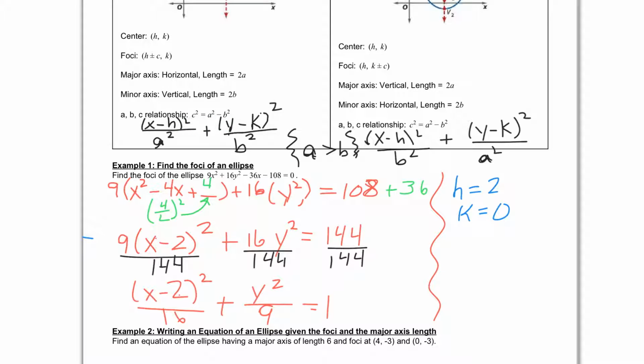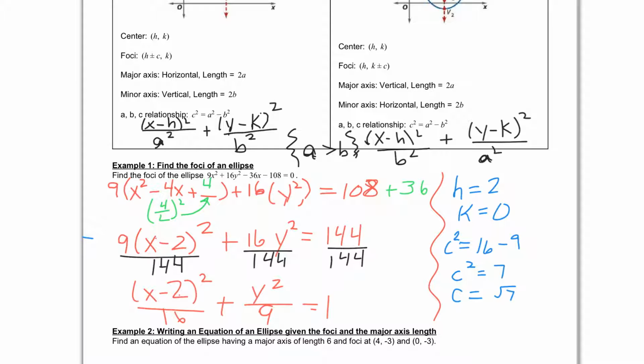So I know c squared equals a squared, which is 16, minus b squared, which is 9. So I get c squared equal to 7. And then to get rid of that squared, I'd take the square root of both sides, so c would be equal to the square root of 7.